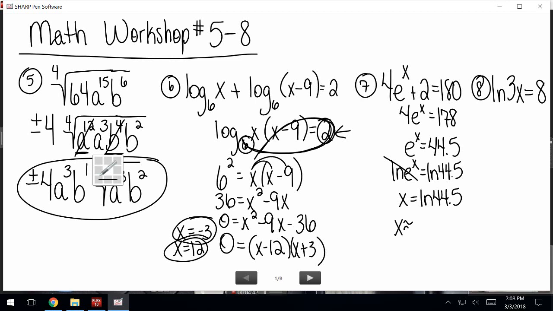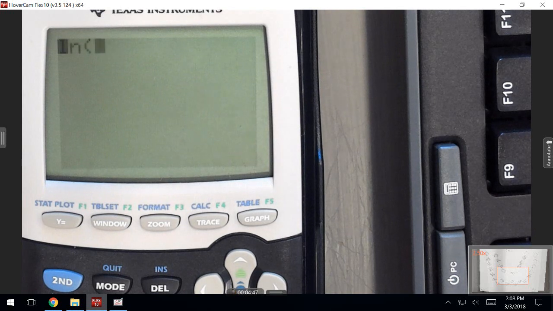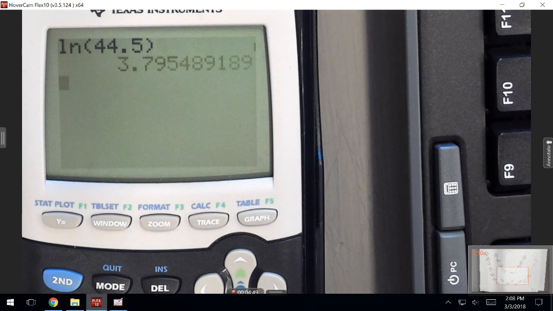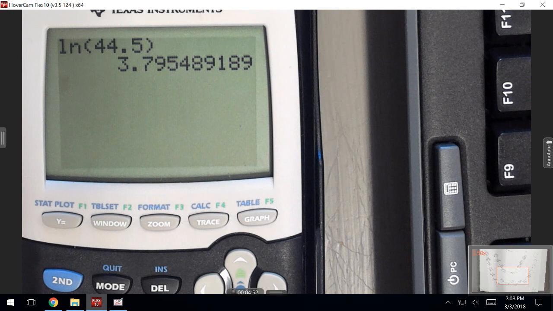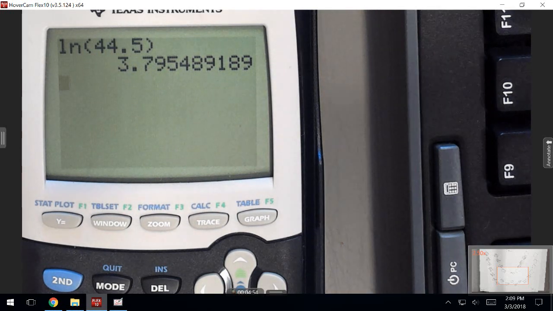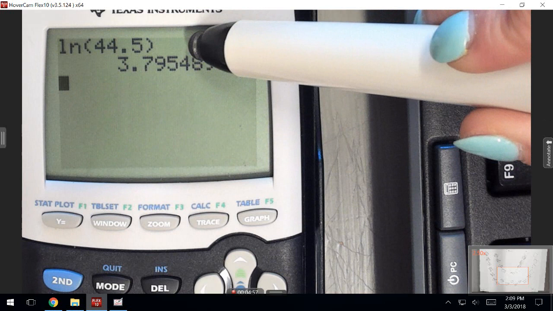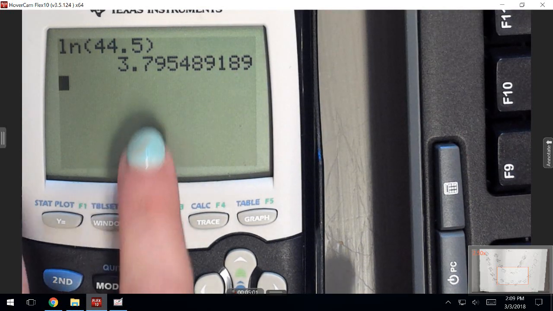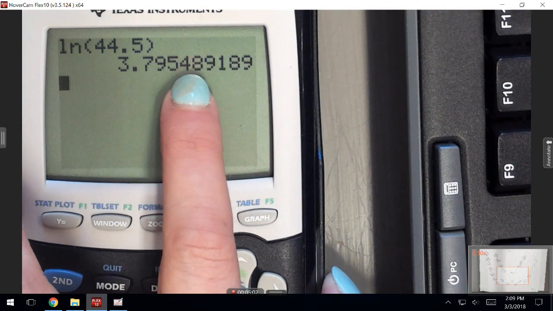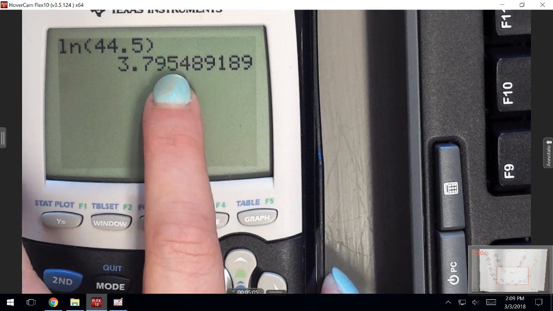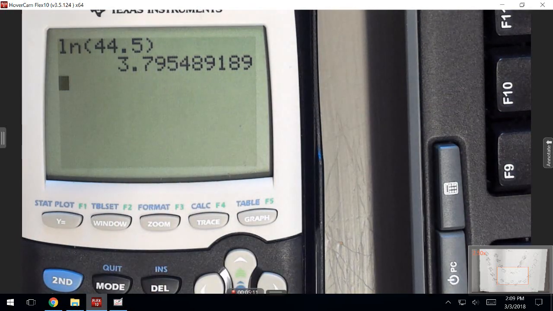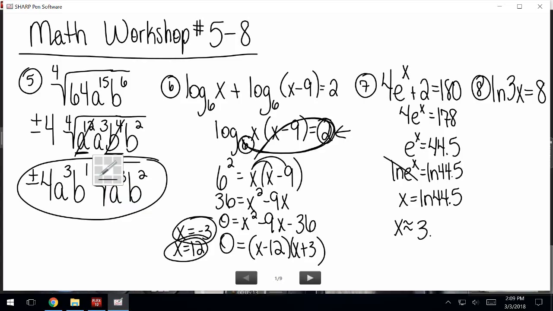And let's plug it in our calculator, okay? Alright, so it was the natural log of 44.5. And so 3.7. Okay, let's see. The 8 rounds the 4 up to a 5, and that 5 would round that 5 up to a 6. So it'd be 3.796. Because remember, we want 3 decimal places.